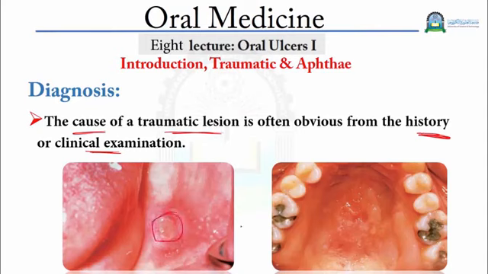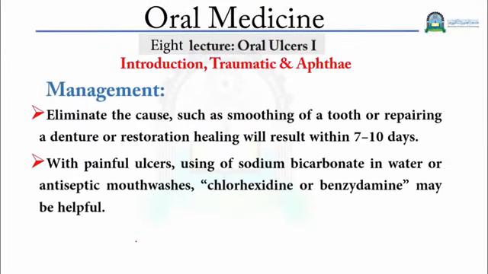This is a traumatic ulcer in the buccal mucosa due to a malformed restoration, and this is a traumatic ulcer in the hard palate. How do we manage, how do we treat traumatic ulceration? The first key treatment is to eliminate the cause of the traumatic ulcer, such as smoothing of the tooth and repairing of the malformed restoration, such as denture and filling. So the healing after removal of this cause will result within 7 to 10 days in the normal cases.